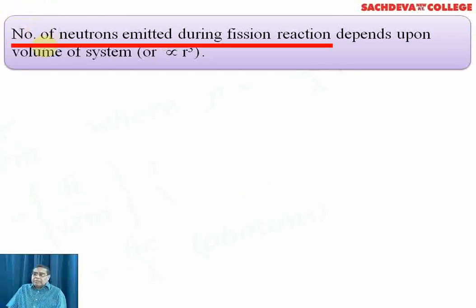The number of neutrons emitted during the fission reaction depends upon the volume of the system. When we use the term system, we are referring to uranium-235, so its volume is very important. However, the heavy nuclei are highly compressed. The number of neutron emission depends directly on R cube, where R is the radius of the nucleus. As I have explained earlier, the order of the nuclear radius is about 10 to the power minus 15. So obviously the order of volume is 10 to the power minus 45 meter cube.